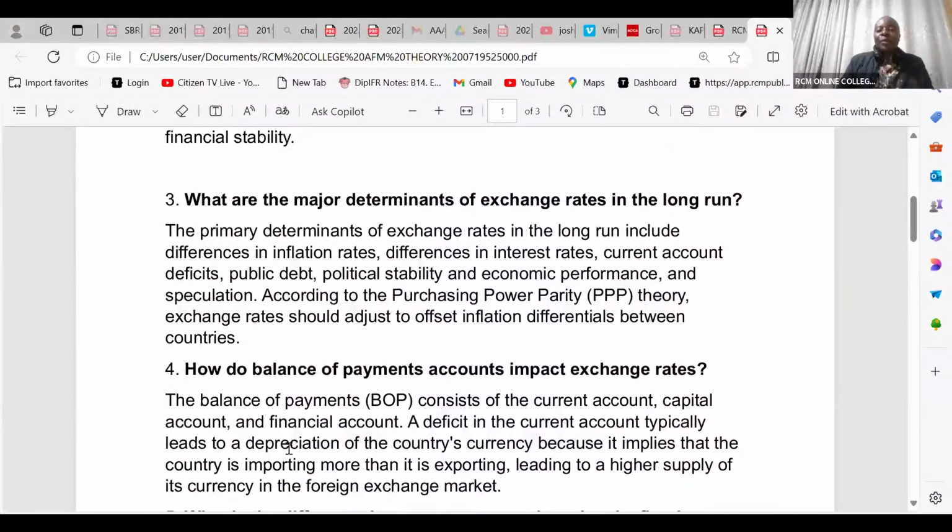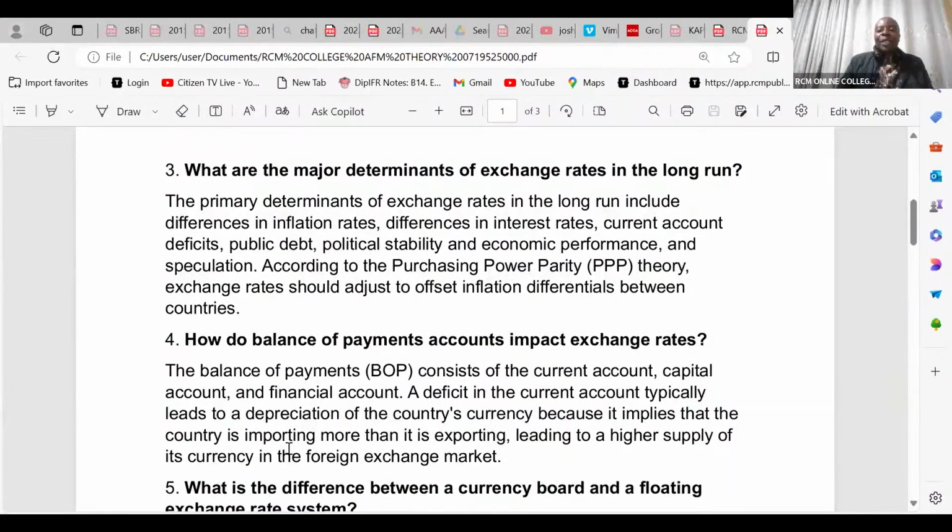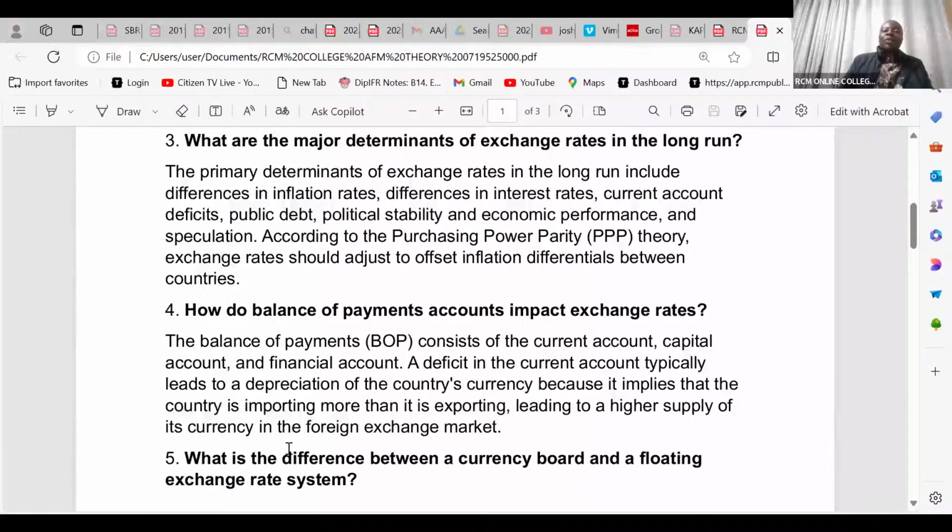How do balance of payments accounts impact exchange rates? Ladies and gentlemen, remember, in the balance of payments we are looking at exports and what else? Imports. If you are a net importer, if you have a deficit in the current account, this will automatically lead to a depreciation of the country's currency, because it implies that the country is importing more than it is exporting, leading to a higher supply of its currency in the foreign exchange market. I hope, ladies and gentlemen, that is clear.